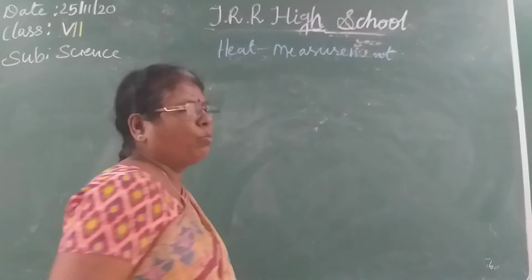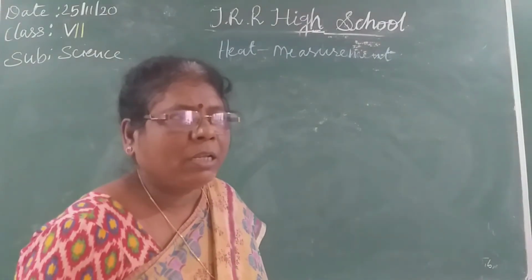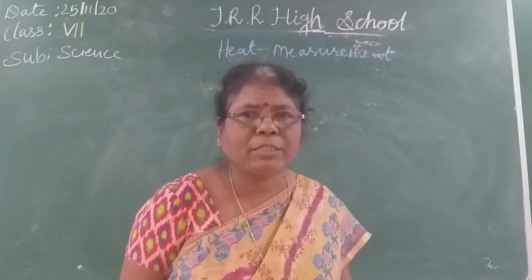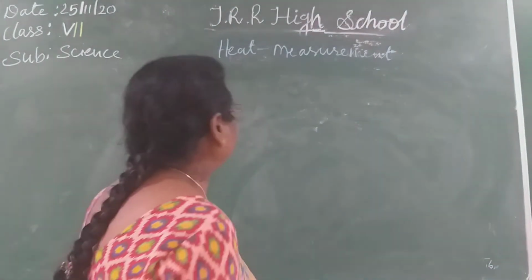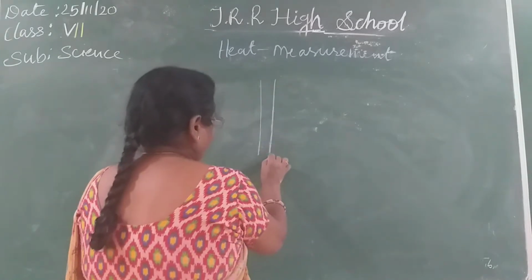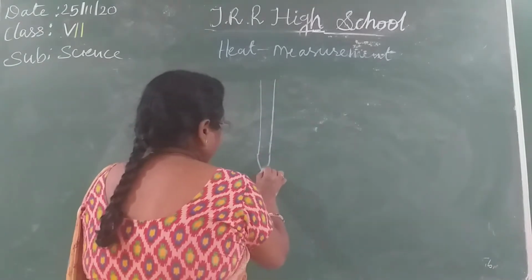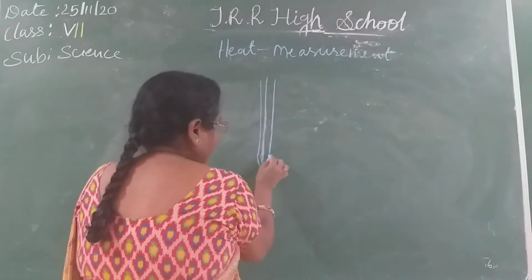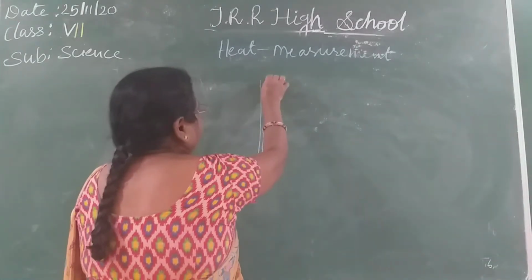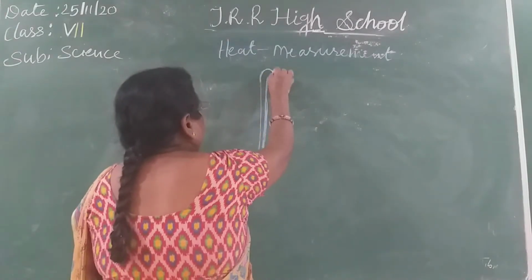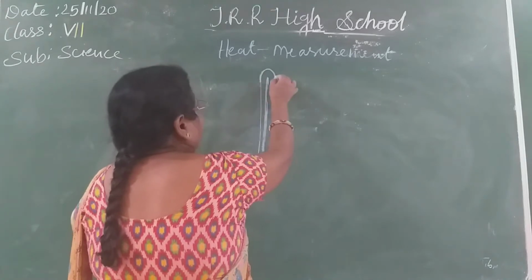Already I explained to you about the laboratory thermometer, and how to mark the readings on it. It is a long glass tube. I showed you also: a bulb is there, and a fine capillary tube to which the bulb is attached, filled with mercury. You will see the markings here also.